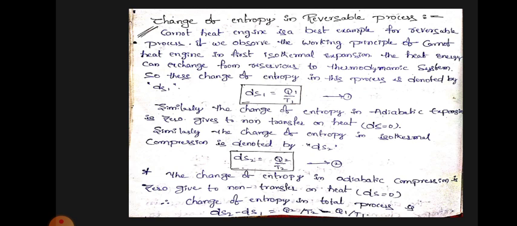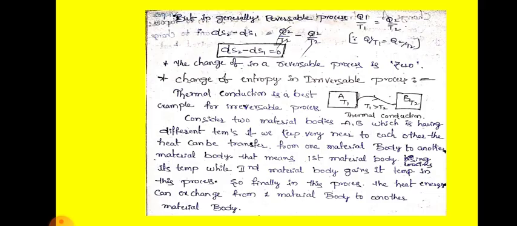Therefore the change of entropy in the total process, that is dS2 minus dS1, is equal to Q2 by T2 minus Q1 by T1. But in a general reversible process, Q1 by T1 is equal to Q2 by T2. Therefore, since Q1 by T1 is equal to Q2 by T2, finally dS2 minus dS1 is equal to 0. So the above equation represents that the change of entropy in a reversible process is 0.